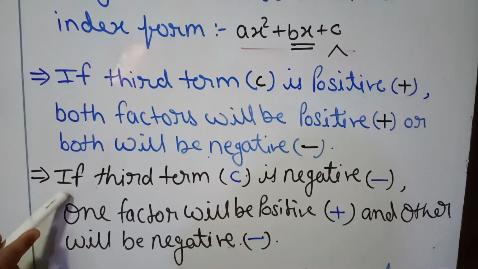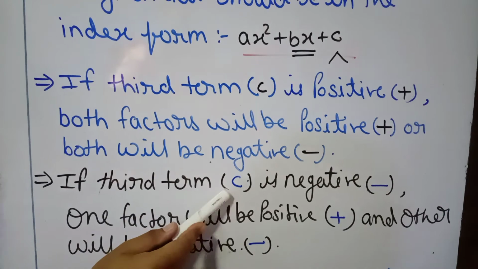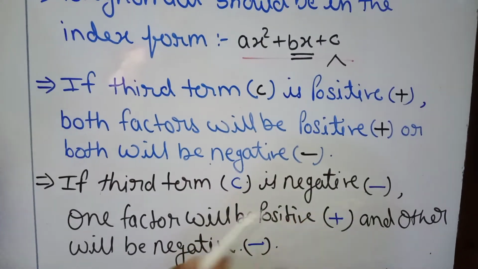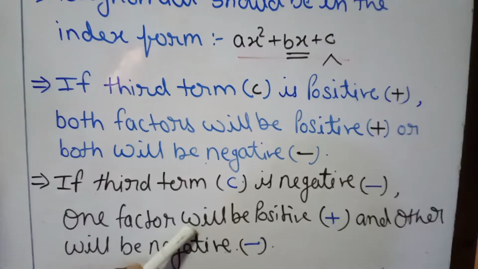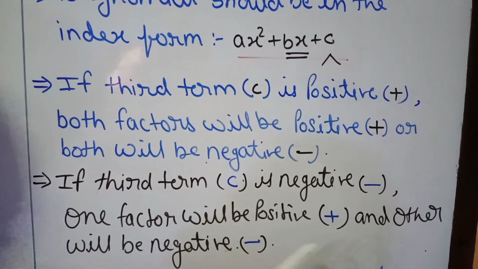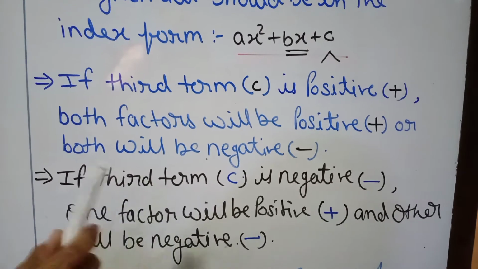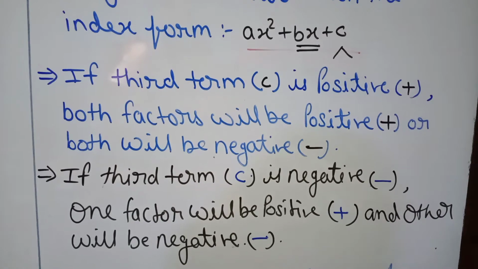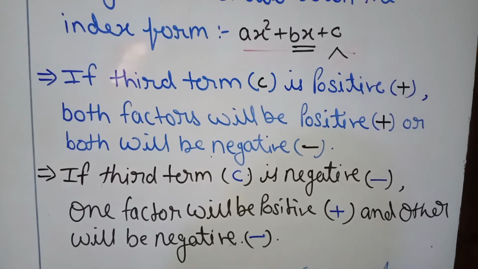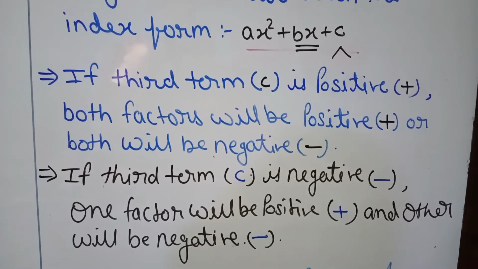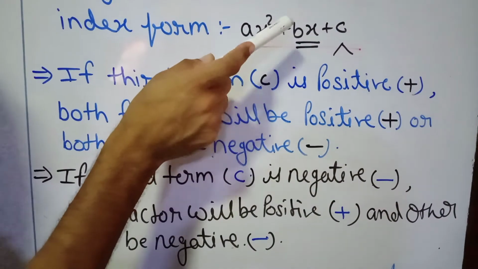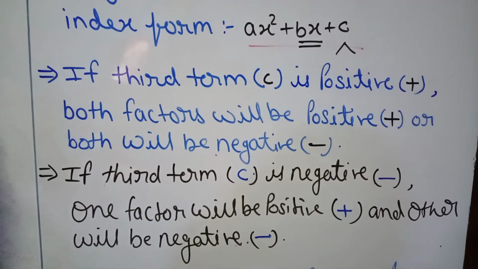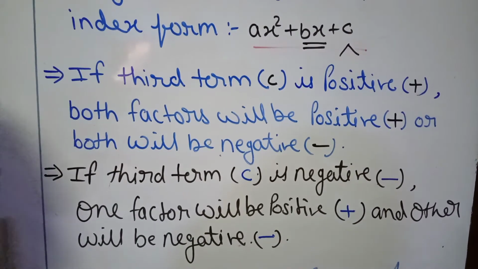The next thing: if the third term, that is c, is negative, like here if we have minus c, then one factor will be positive and the other will be negative. Now how are we going to decide which one will be positive and which one negative? That is according to b. If b is positive, the bigger factor should be positive. If b is negative, the bigger factor should be negative.